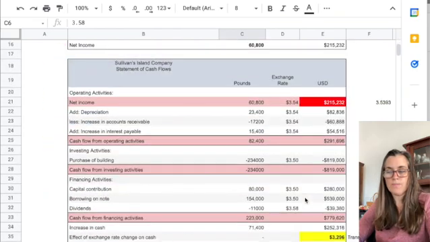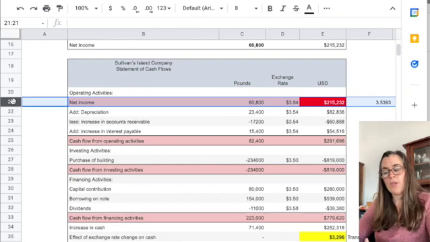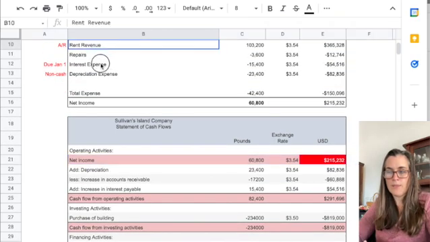Cents per pound. Now let's go down to the cash flow statement. We start out with net income. Because it's the starting point for our cash flow statement, we have to really understand what is in that net income number, and that's why I laid it all out.